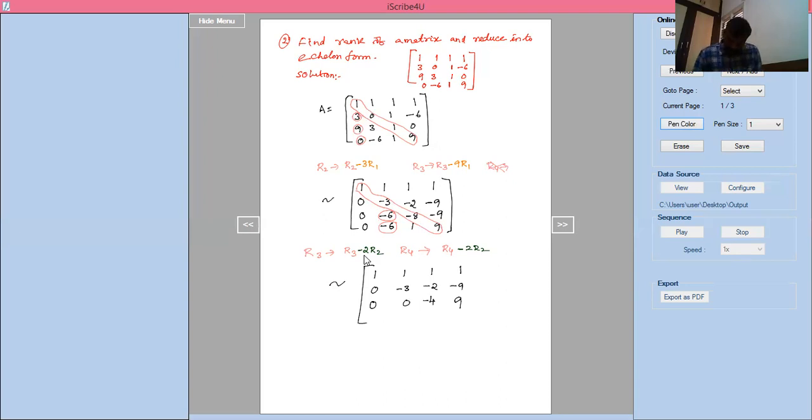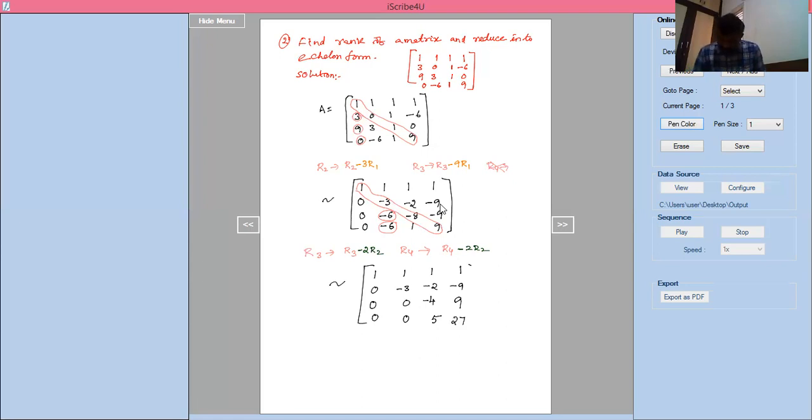Next, similarly we can simplify this. R4 implies R4 minus 2R2. So 0 minus 0, 0. Then this one you are multiplying with 2, minus of minus 6 should be plus 6. That should be 0. And next one, R4 is 1 plus 4, which should be 5. Next, here 9. R4 is 9 minus of minus 2, 9 plus 18, which should be 27.